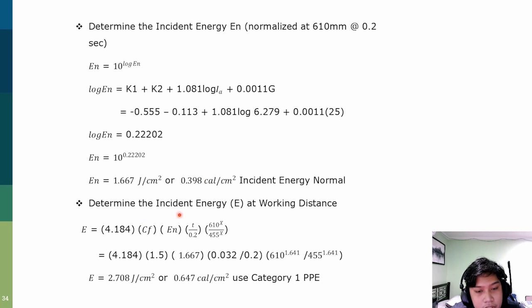Now we determine the incident energy E at working distance. This is the formula. Substituting the variables we have, the result is 2.708 joule per square centimeter or 0.647 calorie per square centimeter. We suggest to use category 1 PPE.